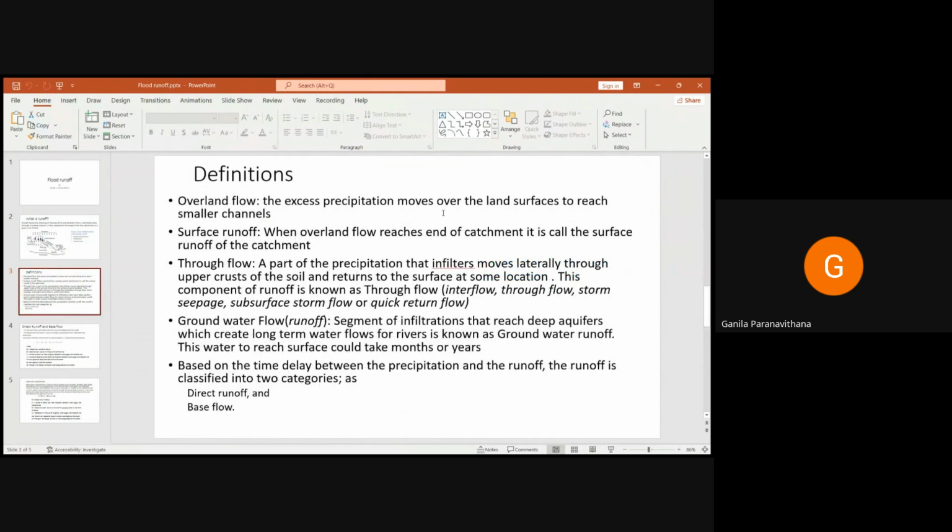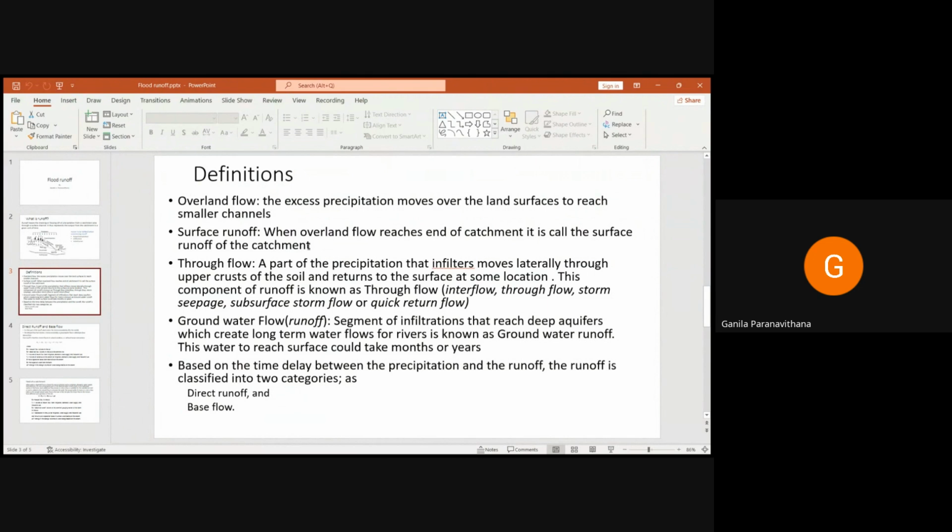Now let us briefly talk about the definitions. We were talking about several technical terms in the previous slide, and let us talk about these definitions. Now overland flow is defined as the excess precipitation that moves over the land surfaces to reach small canals. So this is what we call overland flow. Now the surface runoff is when overland flow reaches the end of the catchment. It is called the surface runoff of the catchment.